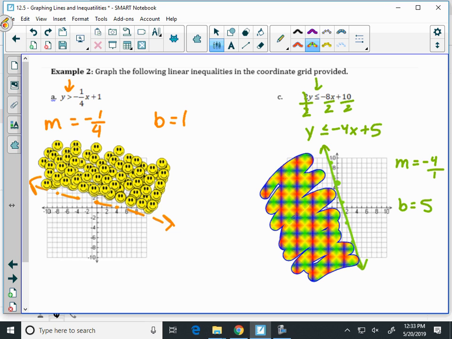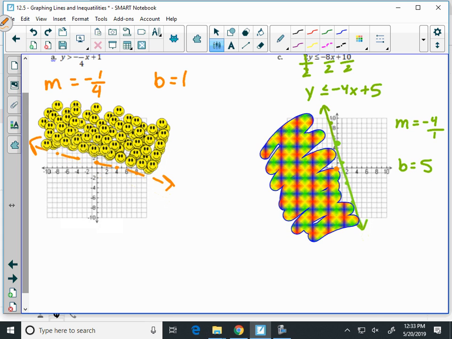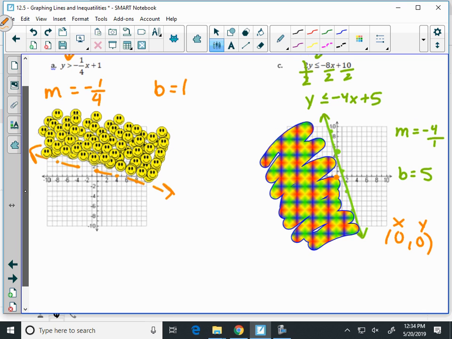With lines that aren't super slanted, they're almost straight, sometimes it's hard to tell if you're shading above or below. What I like to do is I pick a point that's in the shaded region. So I'm going to pick 0, 0. I'm going to plug that point in. So if you're unsure, you're taking your quiz on Wednesday, you're taking your final, and you're like, I don't know, did I shade the right region? Pick a simple point in that region that you shaded and plug it in. So I'm going to plug 0 in for both x and y, because that's a point that I picked.